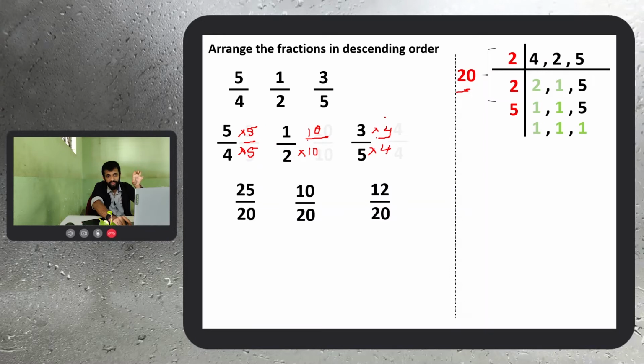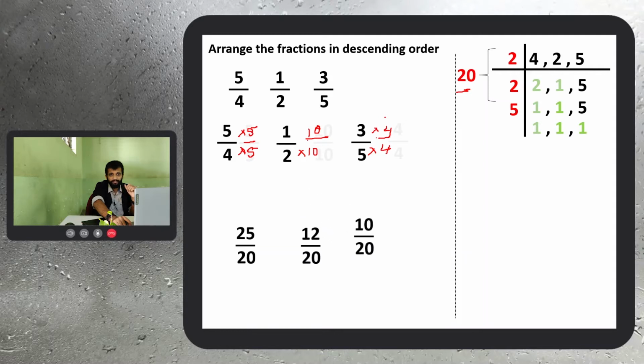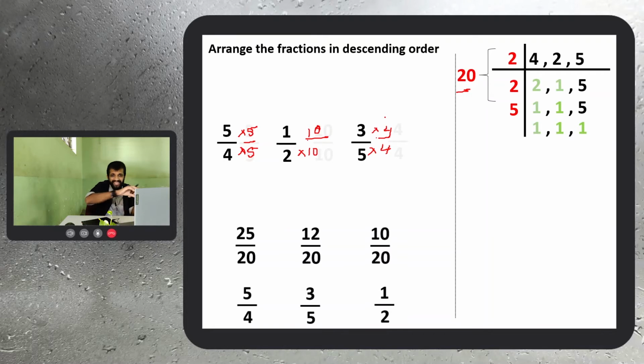So 25 upon 20, compared to the next two, 12 upon 20 will come next, and then 10 upon 20. But this is an equivalent fraction. What was the original fraction which we were dealing with? We were dealing with 5 upon 4, which will be as it is. 3 upon 5 will be in the middle. So this is the descending order. I hope you are able to understand this.